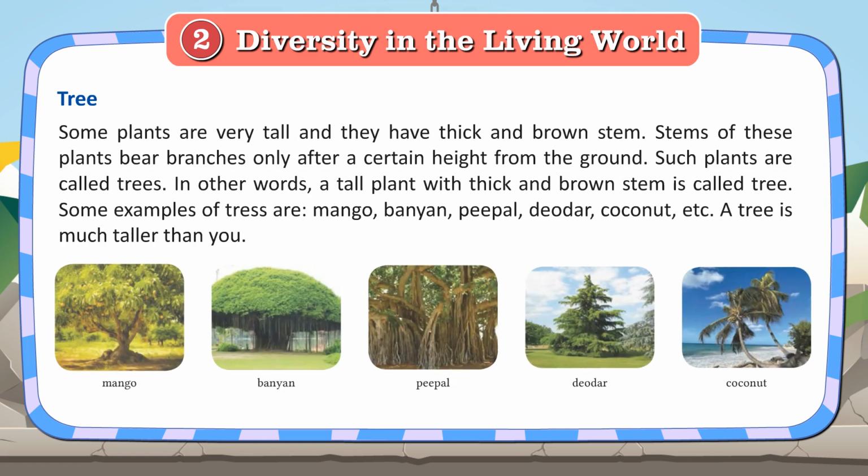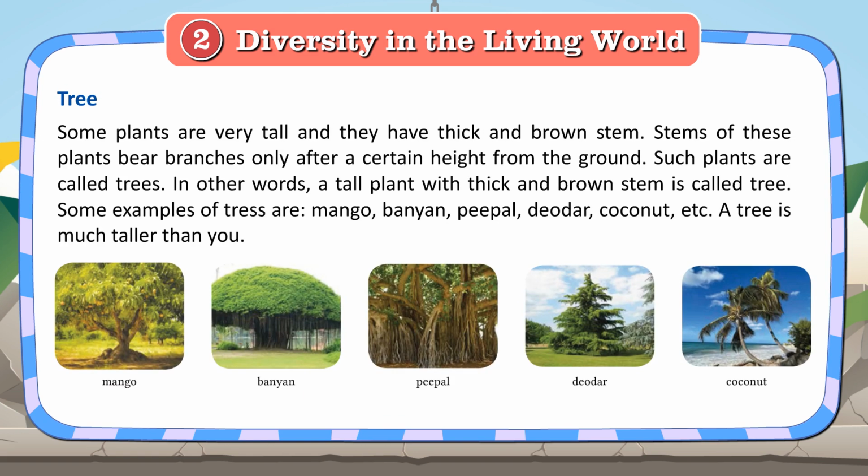Trees. Some plants are very tall and they have thick and broad stems. Stems of these plants bear branches only after a certain height from the ground. Such plants are called trees. In other words, a tall plant with a thick and broad stem is called a tree.